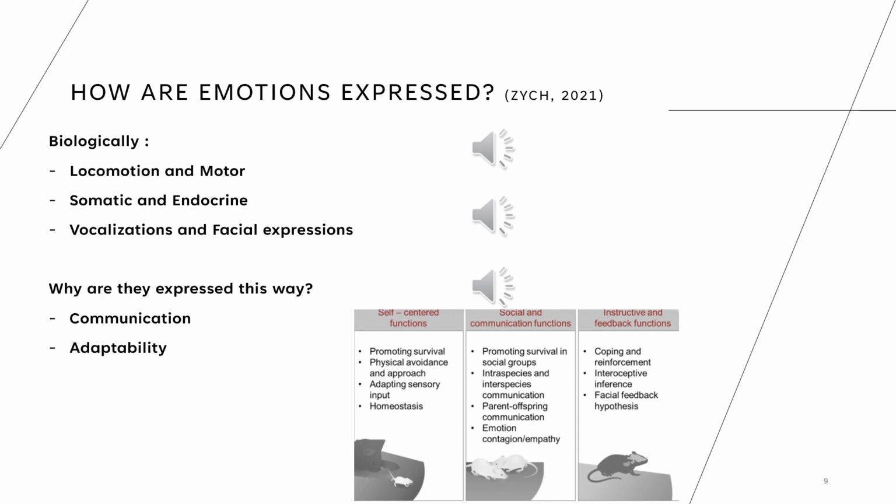Locomotion and motor behaviors are another way of expression that may be involved in many emotional states. Fleeing in the presence of a threatening stimulus occurs in humans, but also fish, mice, birds, and other animals as well.